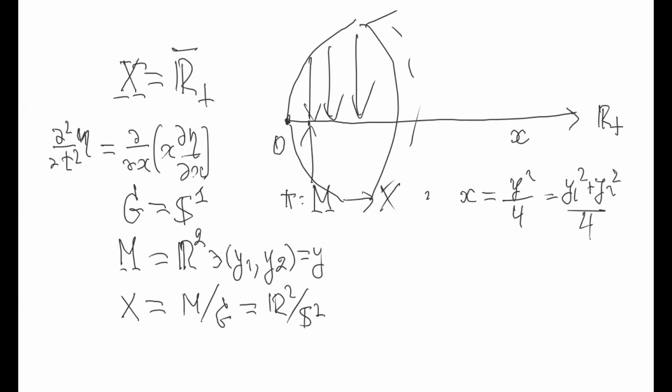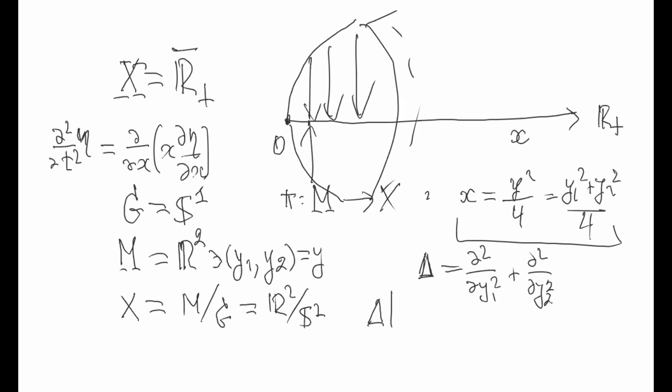So we can think of it as just this. I try to draw R2 in the form of a paraboloid, and this is the projection. What happens then? It turns out that if we take the usual Laplace operator, then the restriction of this operator to C infinity of x is just d/dx x d/dx.